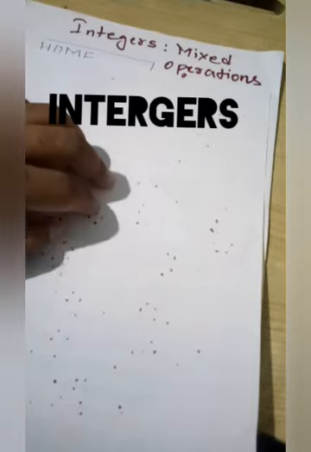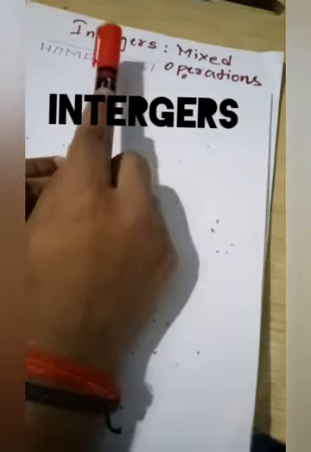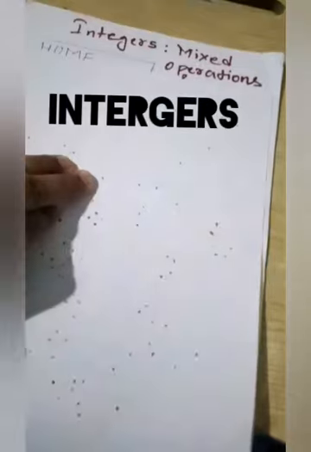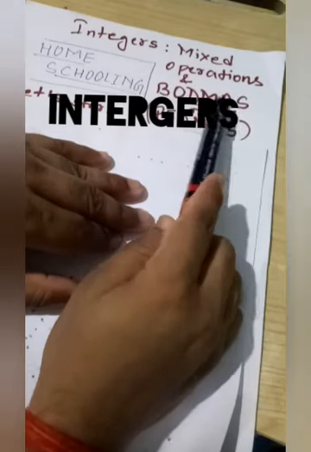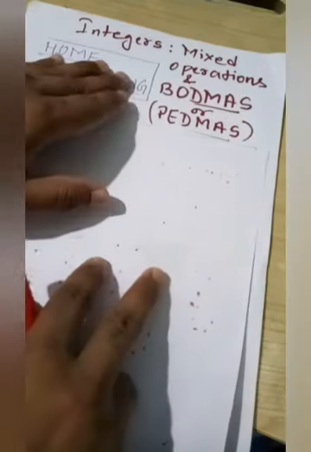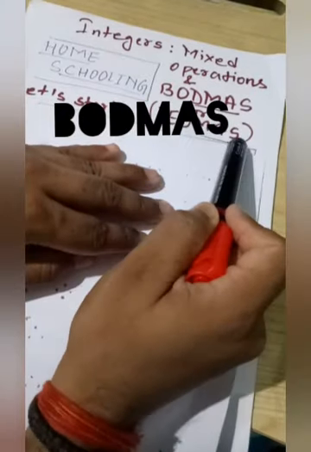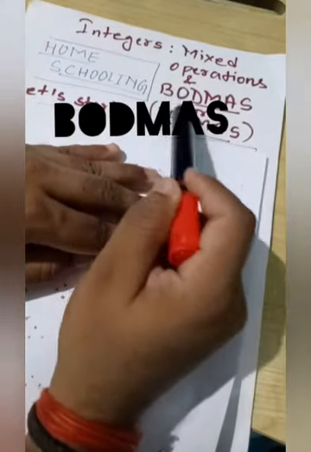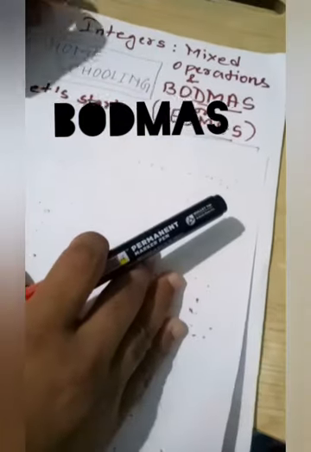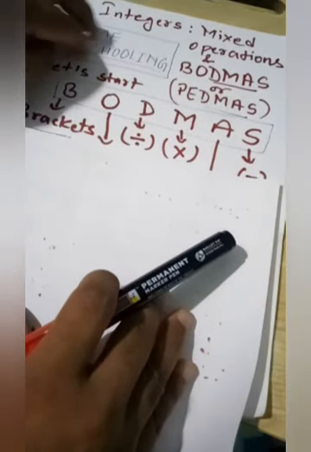Today I'm going to teach you about integers mixed operations. BODMAS, as you can see, the two namings have the same DMAS in common, only P and O, PE and BO are different. So let's start and see what exactly it is.